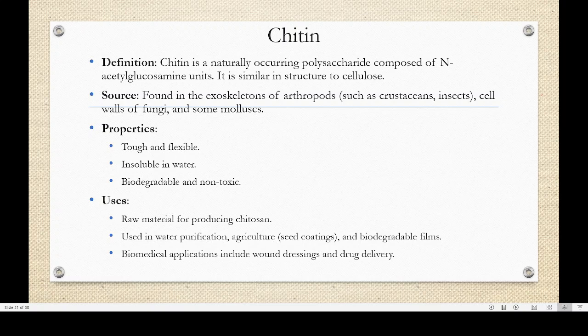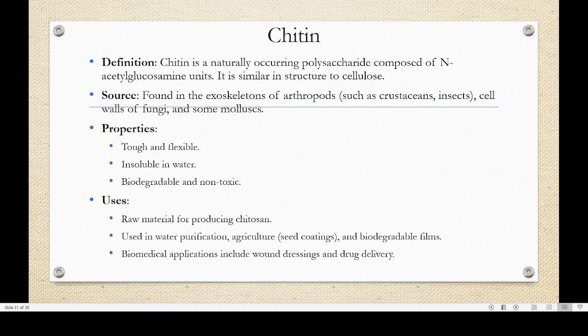Now it is also similar to cellulose. In the case of plants, their body is mostly formed of cellulose. But in the case of insects or arthropods, the body building part is chitin. Chitin is the body building material here. Now it is found in the exoskeleton of arthropods like crustaceans, insects, etc., and the cell wall of fungi and some mollusks. These are the organisms which show the presence of chitin.